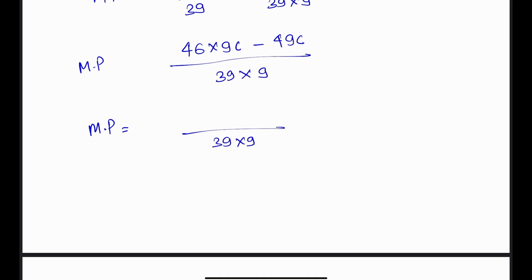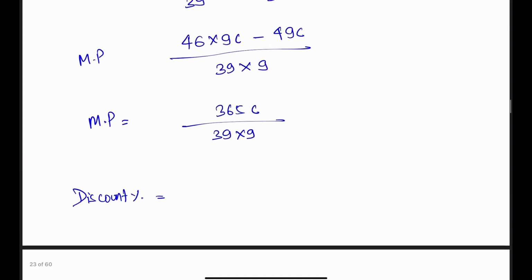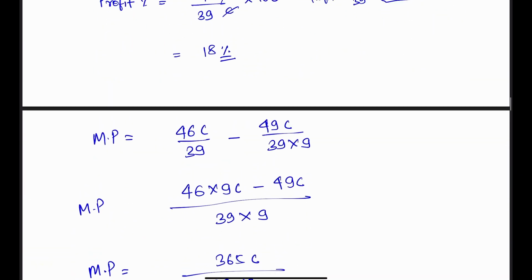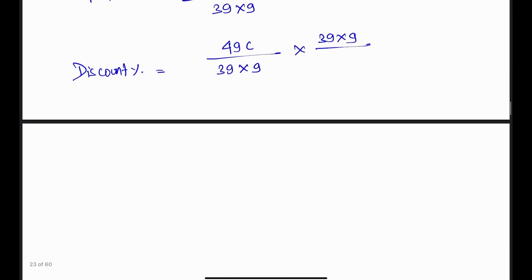$35 if I remove, then it will be 400 minus 35, 365. Yeah, 365C. So my discount percentage will be how much? Discount is 49C upon 39 into 9 multiplied, divided by 365C into 100. This will vanish away, this will vanish away.